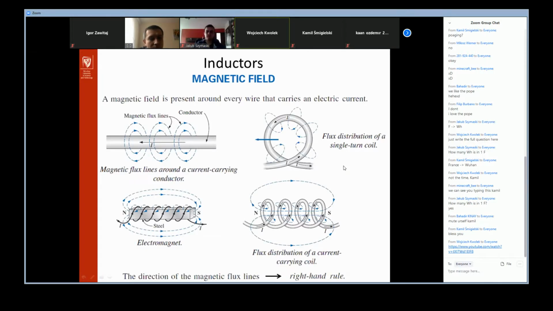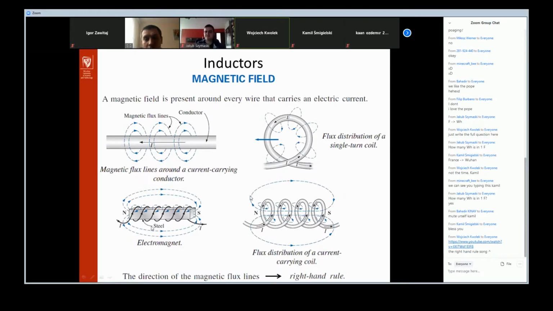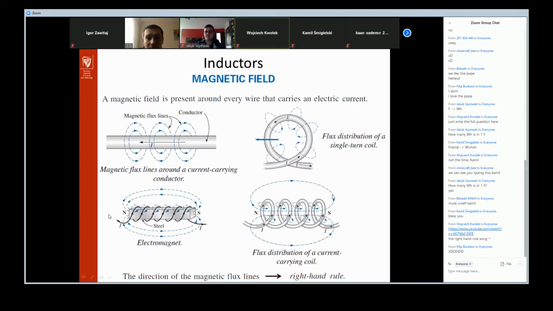Using the right-hand rule, in fact, we can determine the direction of the magnetic flux line, where we can create flow. Of course, I told you that ferromagnetic material creates, in fact, the way for the magnetic flux line.